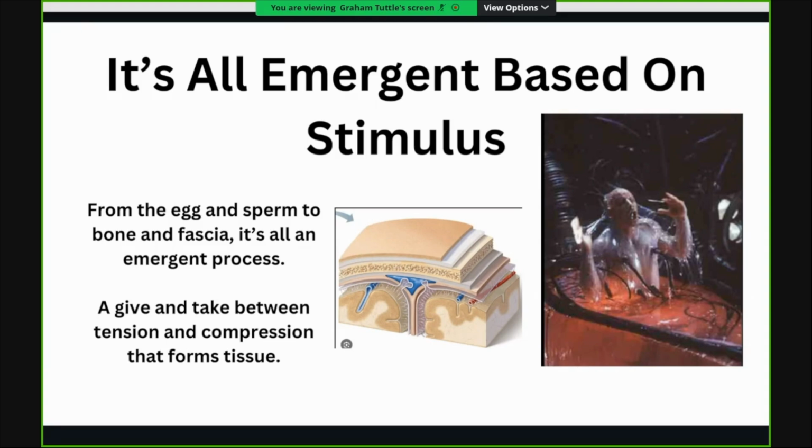So from the egg to sperm to the bone and fascia, it's all emergent. It emerges. We are literally forming and emerging out of this thing. It's a give and take between tension and pressure that forms tissue.